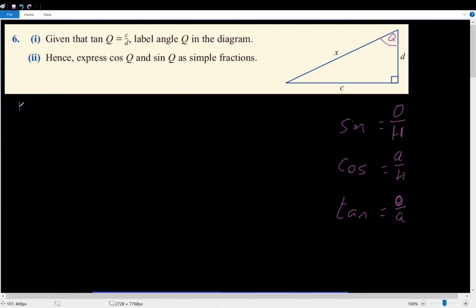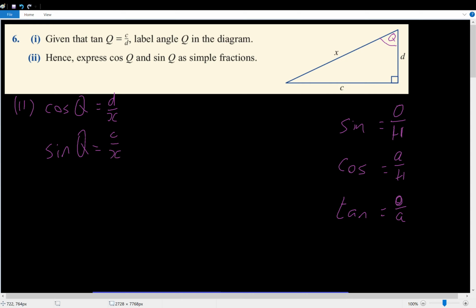Now for part 2, we have to express cos Q and sine Q as simple fractions. So I'll start with cos Q. As we said over here, cos is adjacent over hypotenuse. The side adjacent to Q in this diagram is D. So it's going to be D over, and our hypotenuse in this diagram is X. So it's D over X. And then for the sine of Q, we're looking for the opposite side to the angle, which is going to be C. And then that's going to go over the hypotenuse in the triangle, which is X.